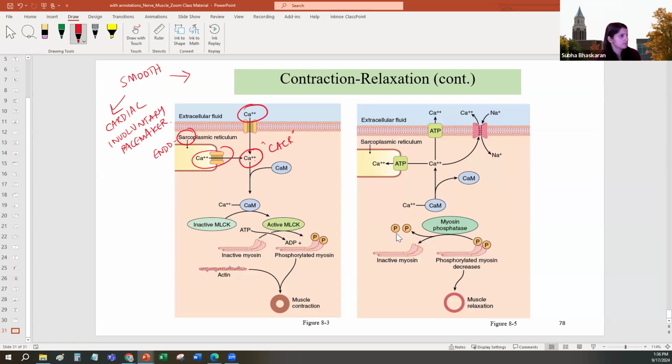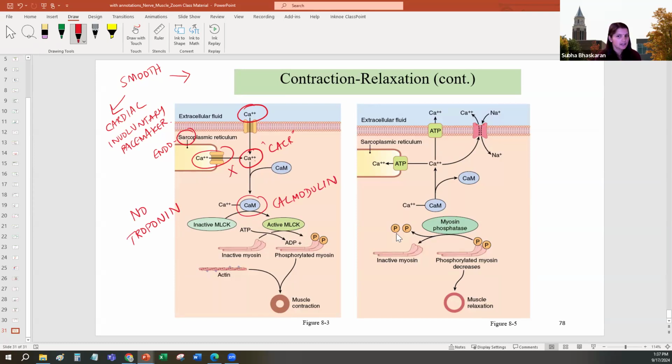What's the difference though? So skeletal muscle obviously has myosin, correct? Myosin, actin. Here, there is no troponin. So when you compare it with skeletal muscle, skeletal muscle has troponin. Here, there is no troponin. It is replaced by calmodulin.